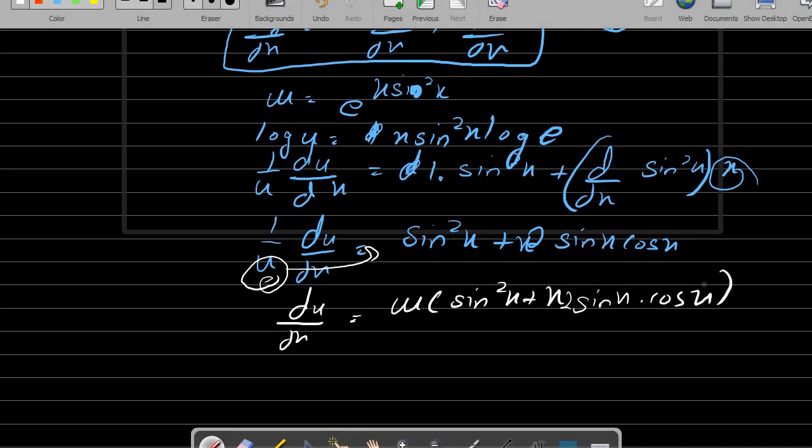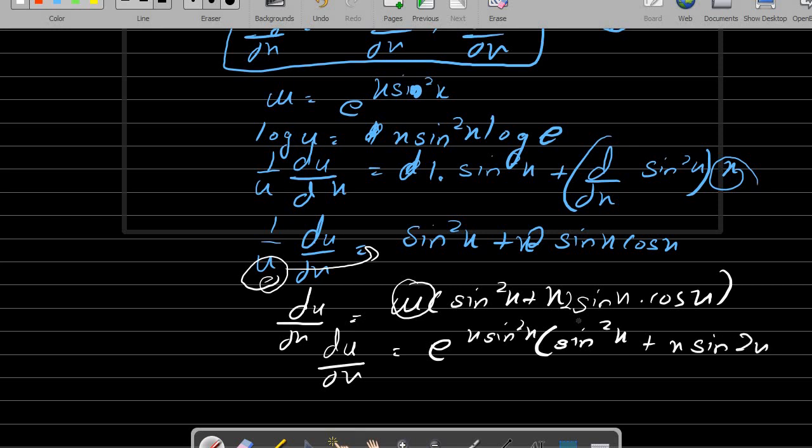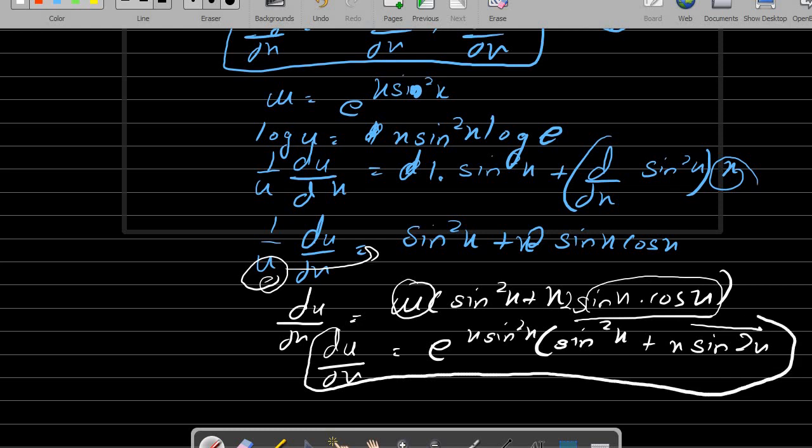So this is what we got, right? And now substitute the value of u, which was e raised to power x sine square x, and just write it as this only, sine square x plus x sine 2x. 2 sine x cos x can be written as sine 2x, right? So I just converted it. I hope this is pretty basic. So now you just put it in a bracket and leave it. Let's go down.